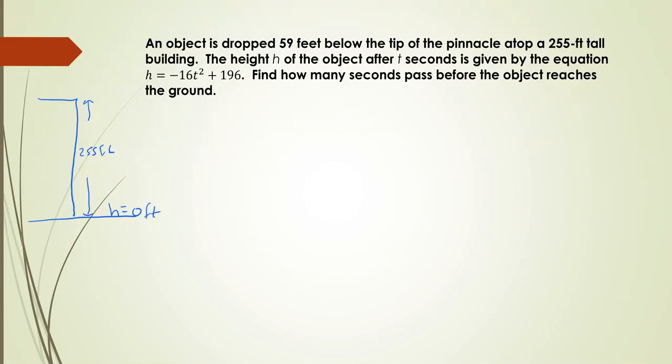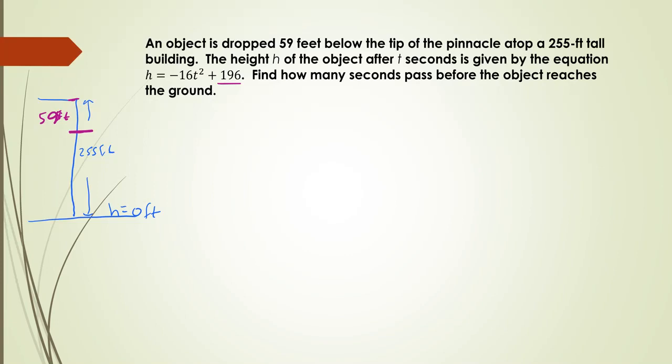Notice though in this one they have the number 196 in there, which is kind of interesting. They did tell us that there is a ledge that is 59 feet below the tip. So here's the tip.